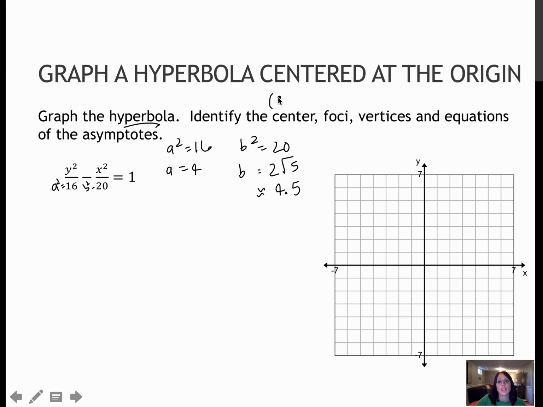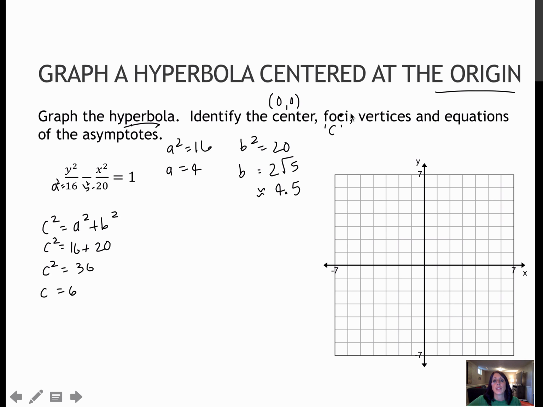Again, we know that the center is going to be at (0, 0), because I told you it would be centered at the origin. In addition, we can see there's nothing being added or subtracted to my x or y values. For the foci, we need our c value. To find the c value, we're now using c squared equals a squared plus b squared. On my last one, I was subtracting, a squared minus b squared. Because it's a hyperbola, we add. So in this case, c squared is 16 plus 20, which is 36, which means c is 6.